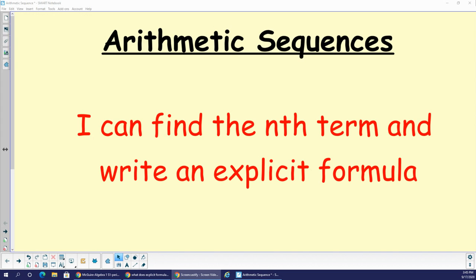We're going to go ahead and start talking about our next topic on the docket, and that is arithmetic sequences. All right, so today during this lesson, the I can statement for today is going to be I can find the nth term and write an explicit formula. So right now, a lot of those words right there don't make a lot of sense, but hopefully by the end of this little video, it'll make a tiny bit more sense to you.